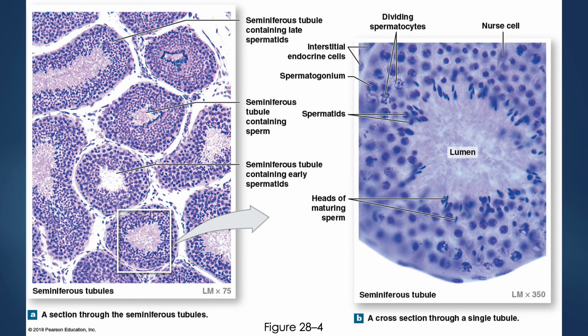If we zoom in on the right and look at image B, you're going to see a number of different types of cells. There are the interstitial endocrine cells responsible for producing androgens, specifically testosterone. These are our late egg cells. We also have dividing spermatocytes that are in the process of becoming spermatids, moving into the lumen, which is the opening in the center of the tube. There are also heads of maturing sperm that you can see down at the bottom, indicated by the lowest pointer. And there are also nurse cells, known as Sertoli cells, which we'll discuss very shortly.